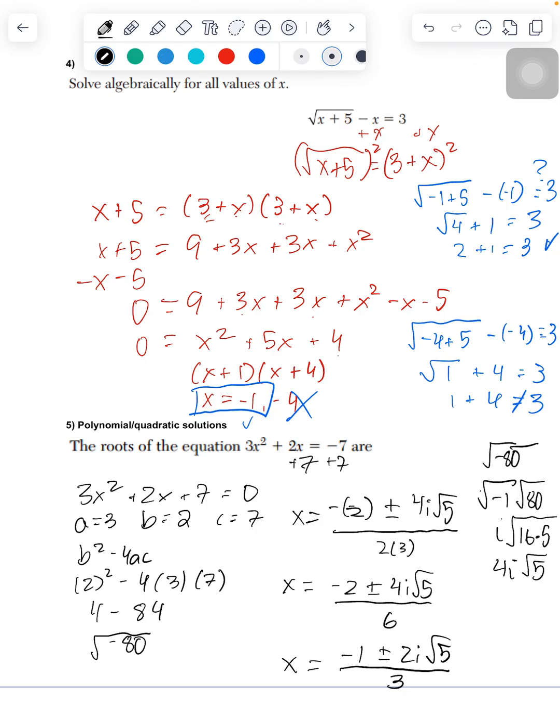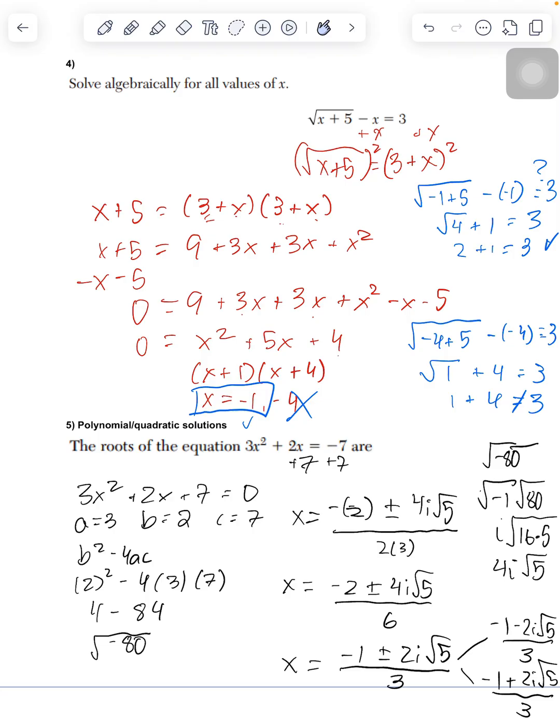x equals negative 1. So just for clarity's sake, negative 1 minus 2i square root of 5 over 3. And they always come in pairs, so I'm going to have negative 1 plus 2i square root of 5 over 3. Those are my two solutions to this quadratic, right? So this was a little different from the other ones because this gave us a complex solution. So if you got that, good job. If not, take this down.